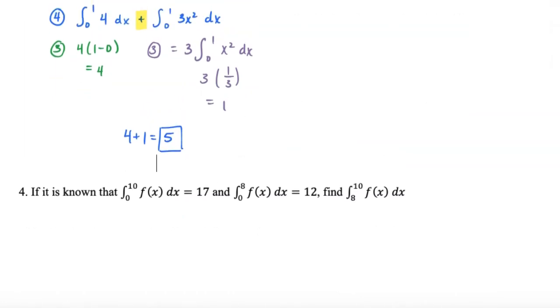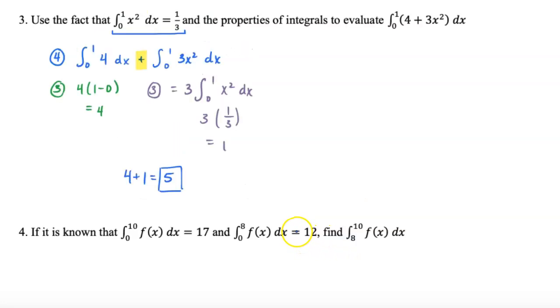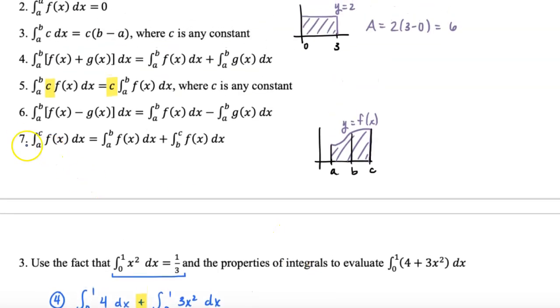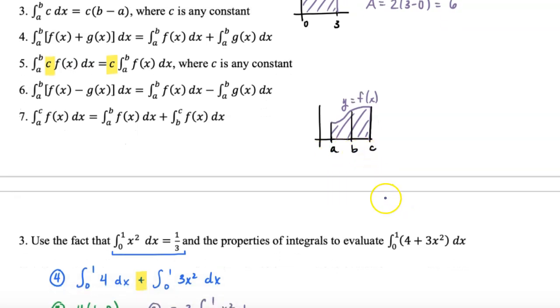All right, number 4. If it is known that the integral from 0 to 10 of f of x dx is equal to 17, and the integral from 0 to 8 of f of x dx is equal to 12, find the integral from 8 to 10 of f of x dx. So based on property number 7, I know that if I have an integral from a to c, I can break it up into the integral from a to b plus the integral from b to c.